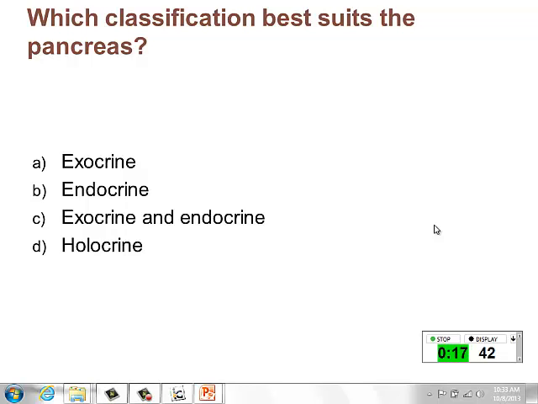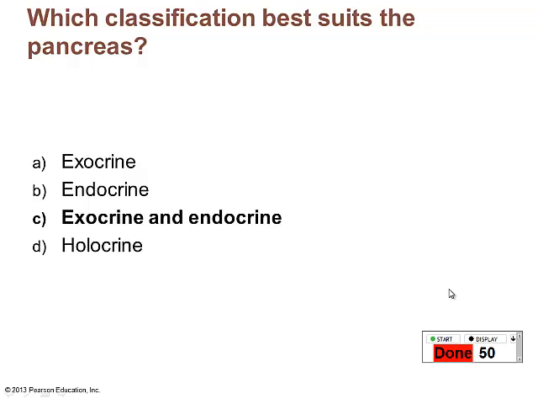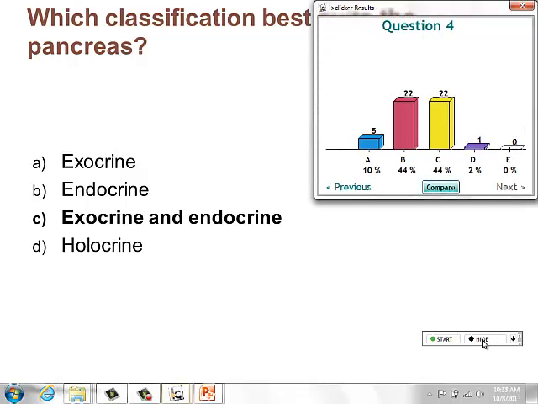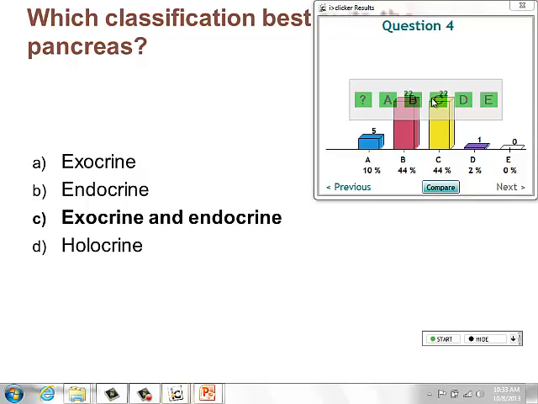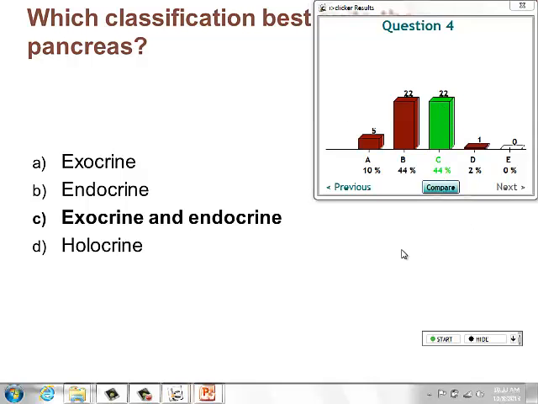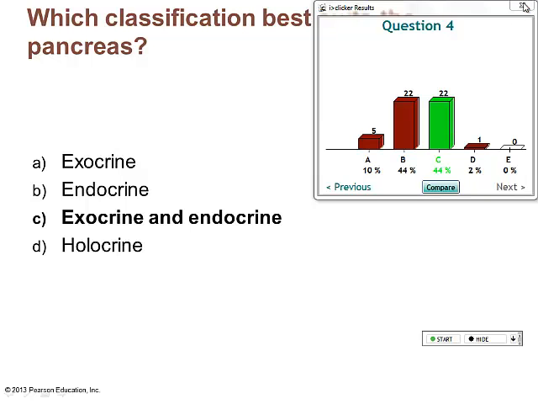Five, 4, 3, 2, 1. What's the answer? Remember we said it was an exocrine and an endocrine gland? Do you know what the difference is? You better for your exam. C is the answer. And it doesn't blow up, so it's not a holocrine gland.